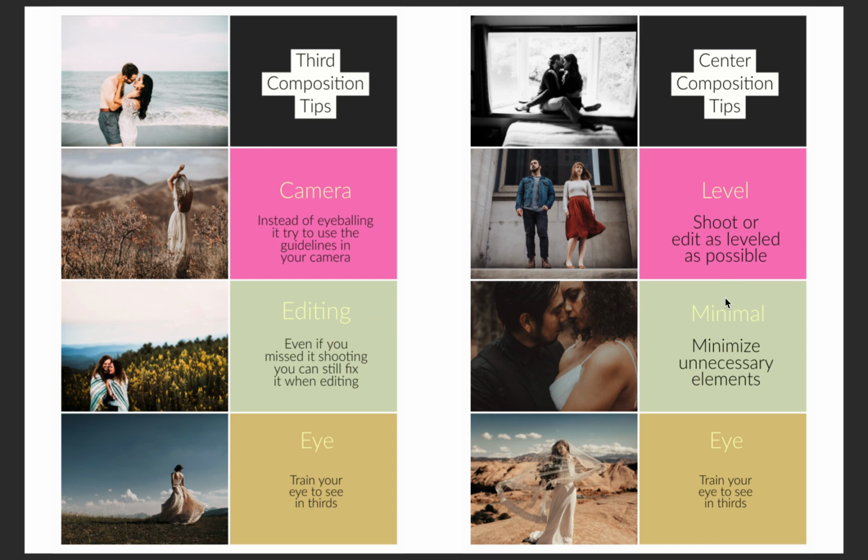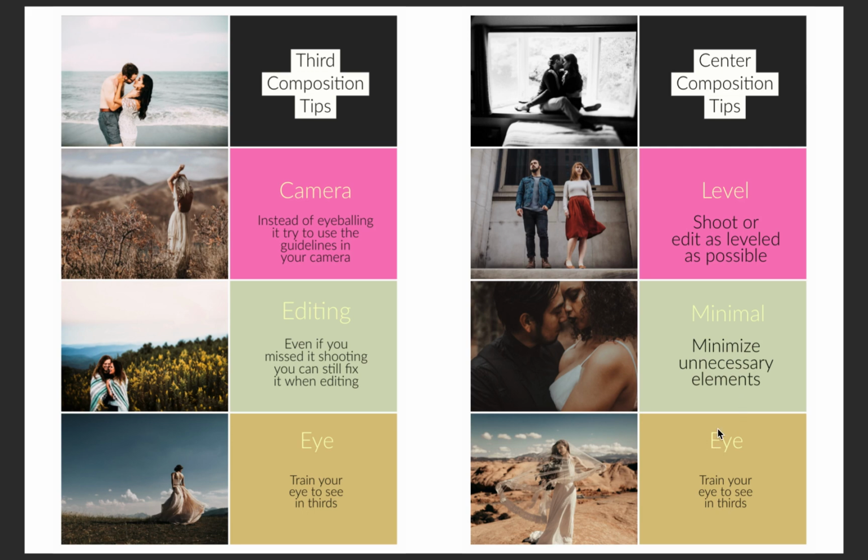Okay. Next one is minimize unnecessary elements. Okay, when you're putting subjects directly in the center, it's very important that the outsides, the top and the bottom, are not going to take away from the viewer's eyes and pull them from the center of the frame and the screen. Okay, so minimize unnecessary elements.